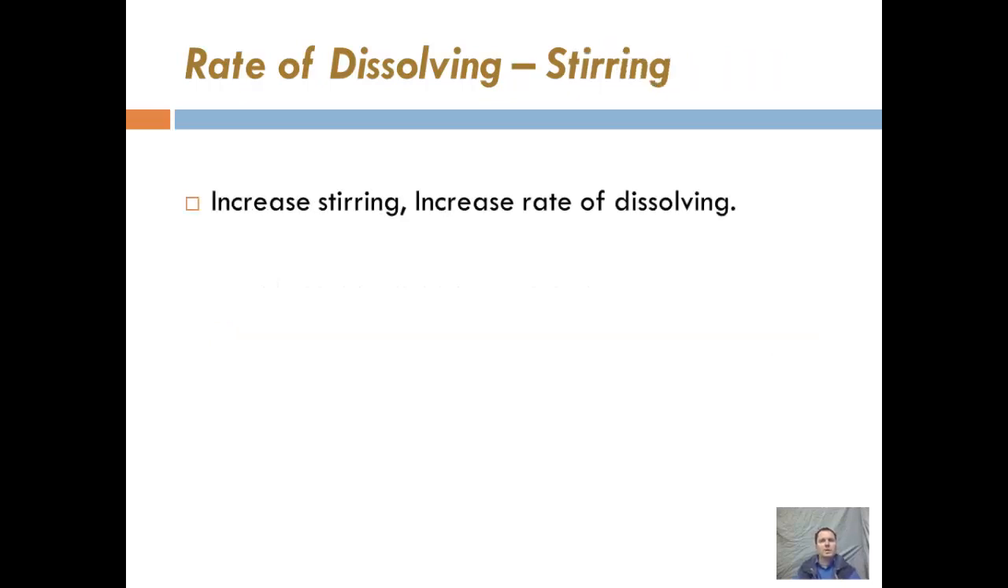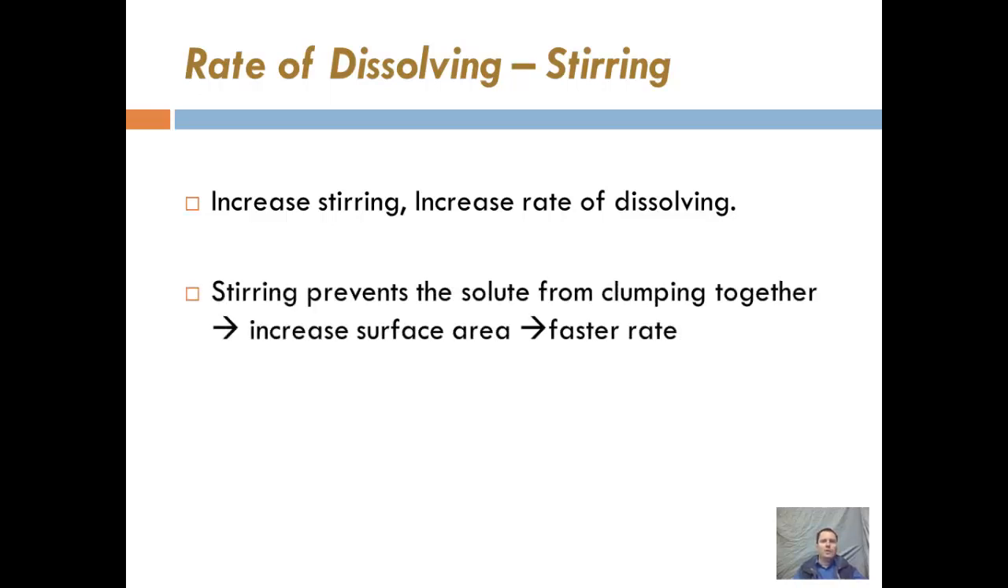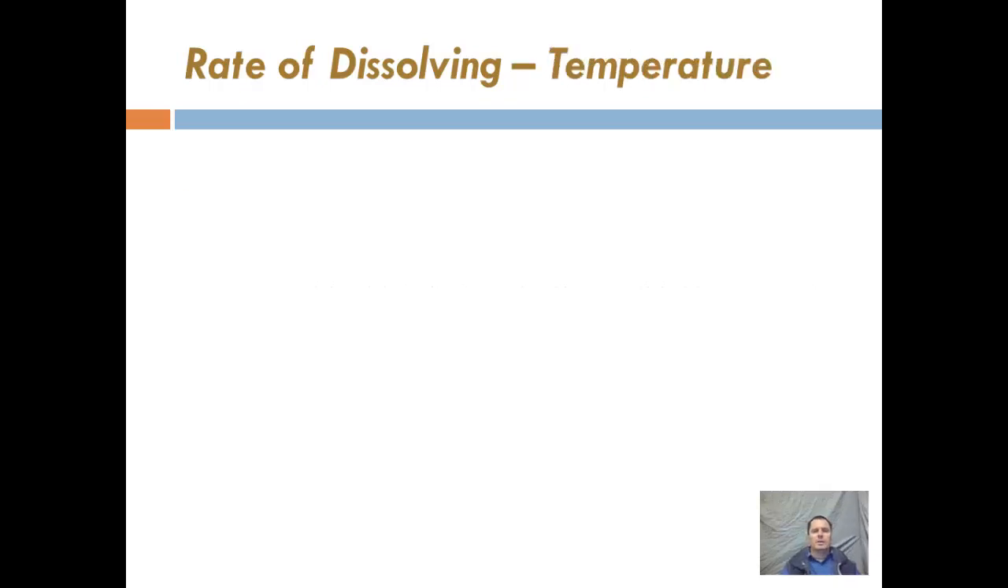Okay, the second one is stirring. If we increase the stirring, we're going to increase the rate of dissolving. Why is that? Well, if we start stirring it, it's going to keep it from clumping together. If it clumps together, we're going to reduce our surface area. So by stirring or agitating it, we're going to once again increase the surface area, give us a faster rate of dissolve.